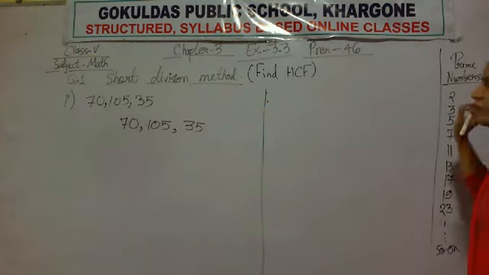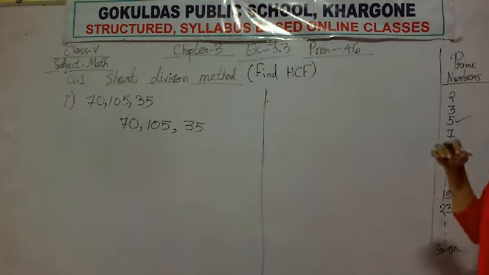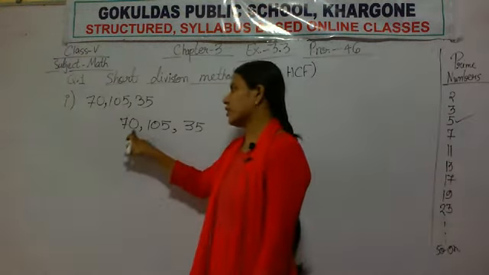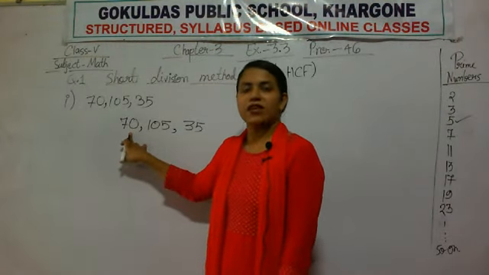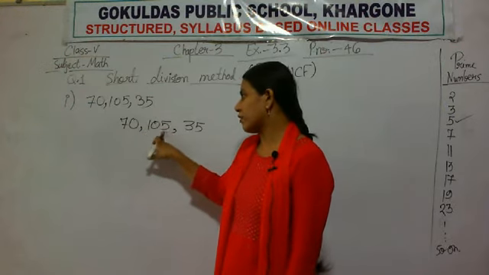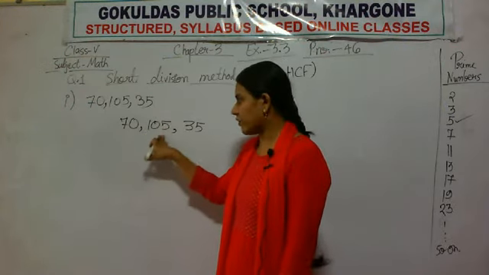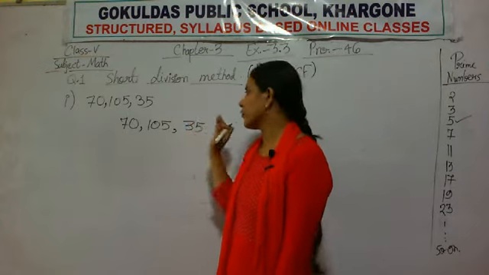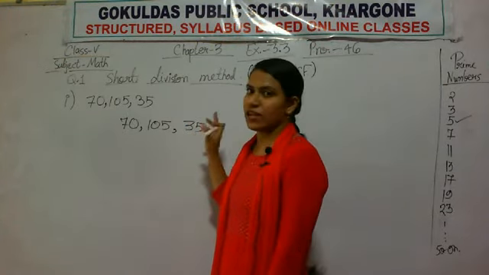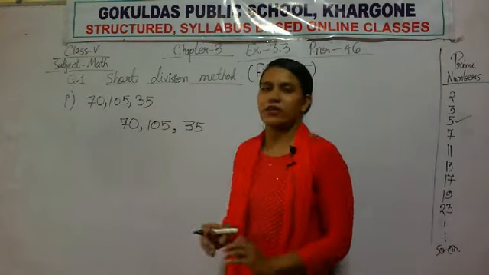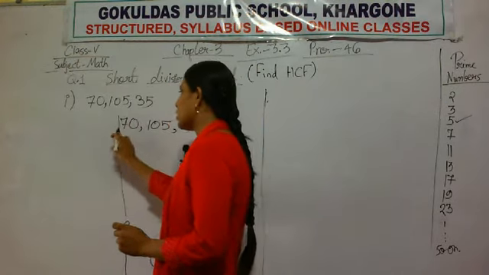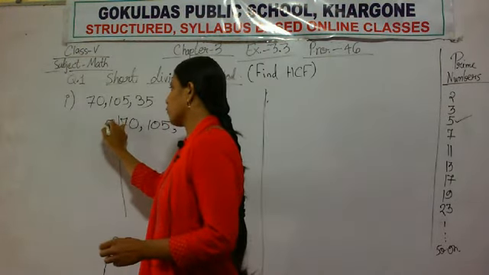We know that if the ones place of any number is 0 or 5, then we can divide it exactly. So here in 70 the ones place is 0, so we can divide 70 exactly by 5. Here 105 has 5 at the ones place, so we can divide 105 exactly by 5. In 35 also, 5 is at the ones place, so we can exactly divide 35 by 5. So the common factor to divide all three numbers is 5.